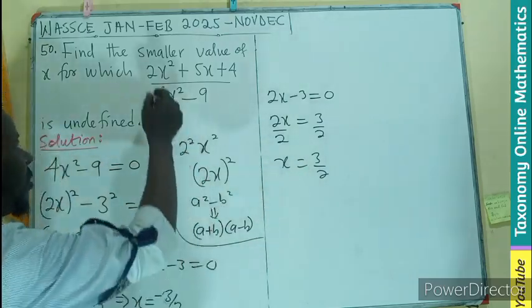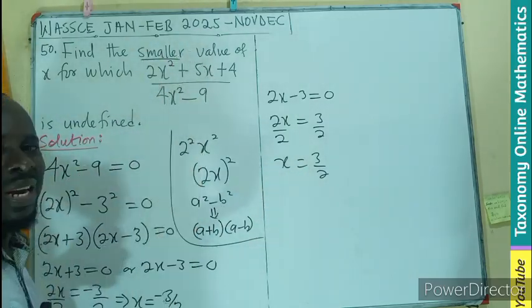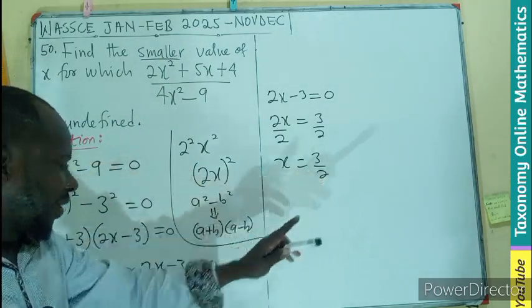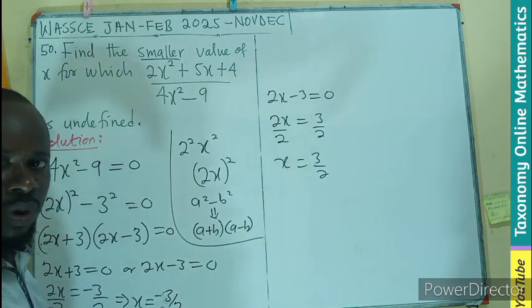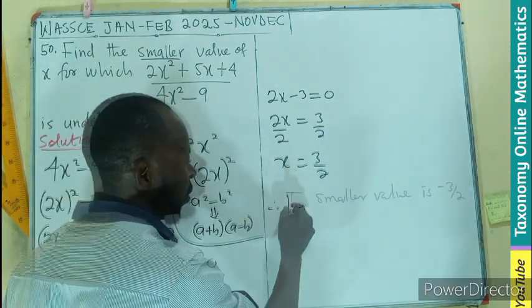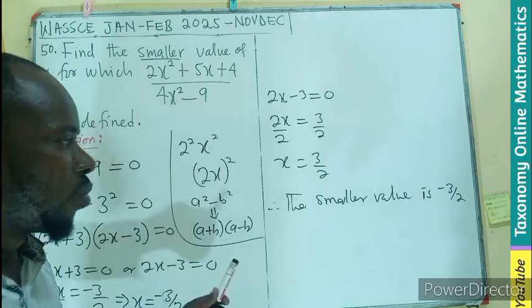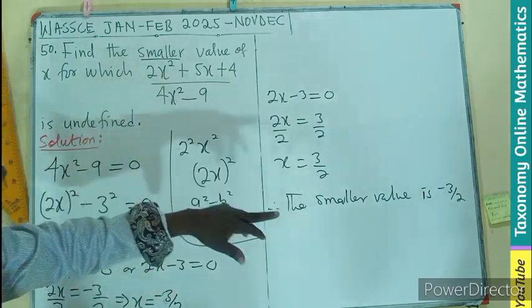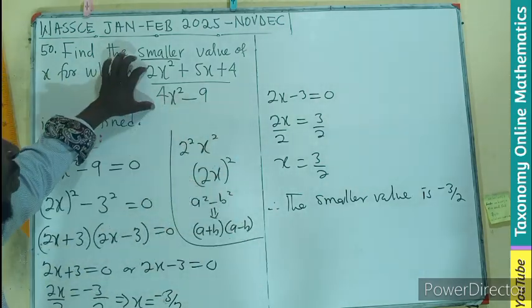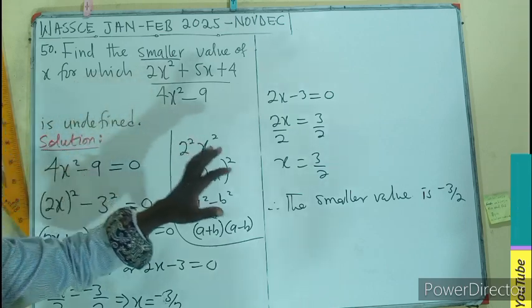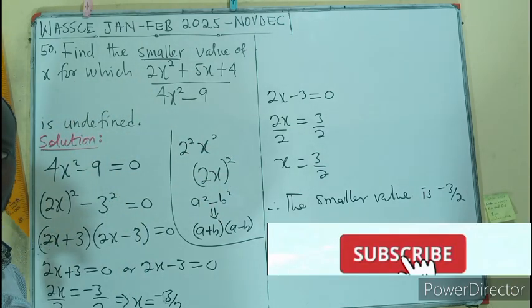The question is asking for the smaller value. Between this and this, the negative will be the smaller value. So therefore, we can conclude that the smaller value of x that will make this expression undefined is minus 3 over 2. All right?